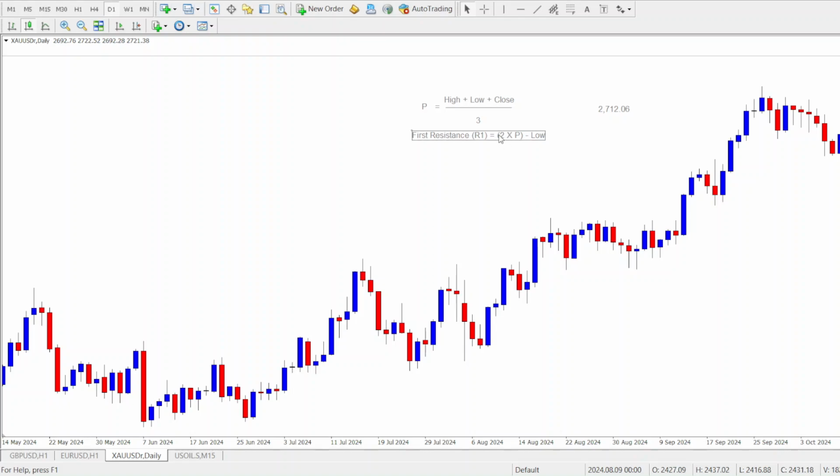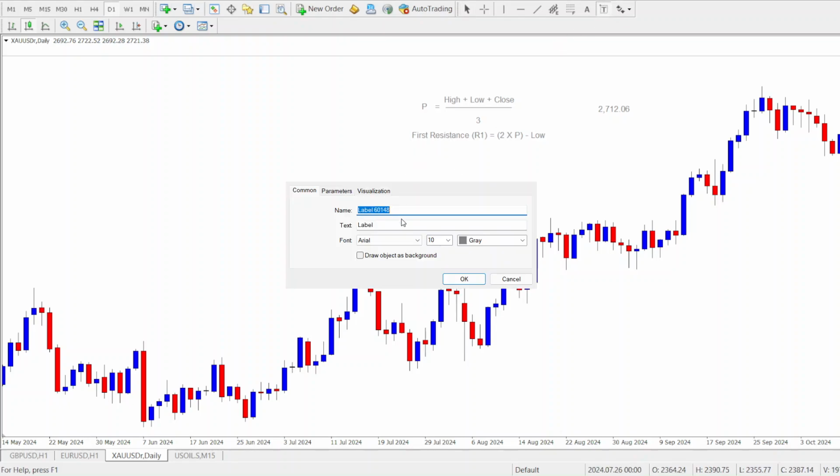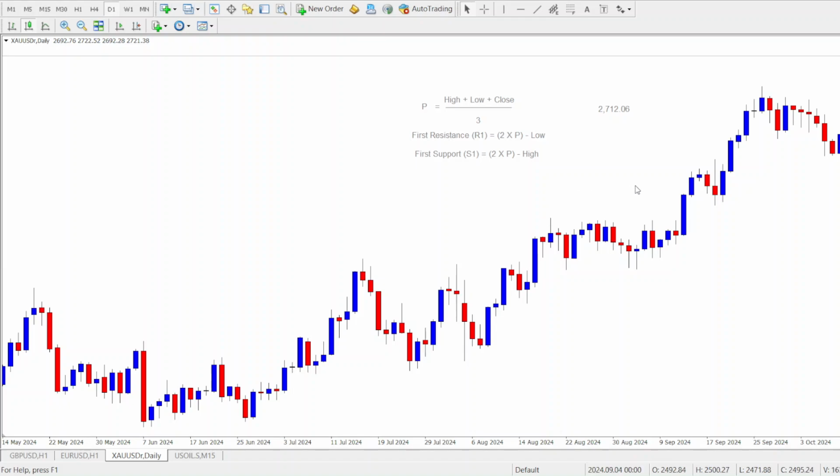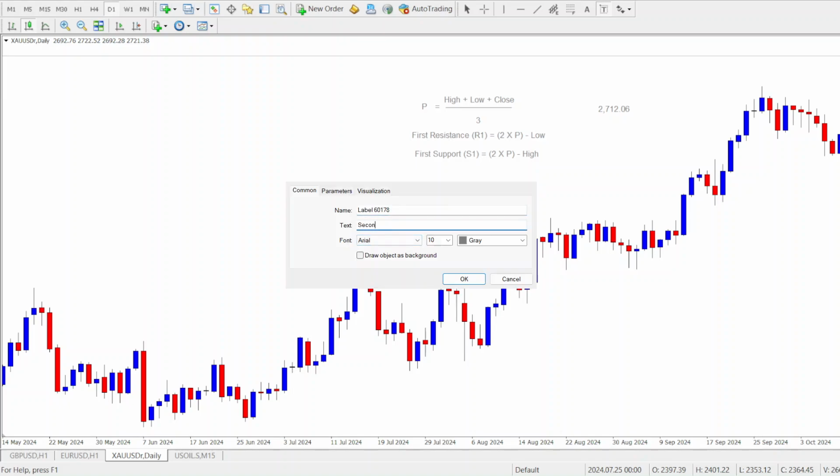Now the formula for the first support, S1, is 2 times P minus the high.